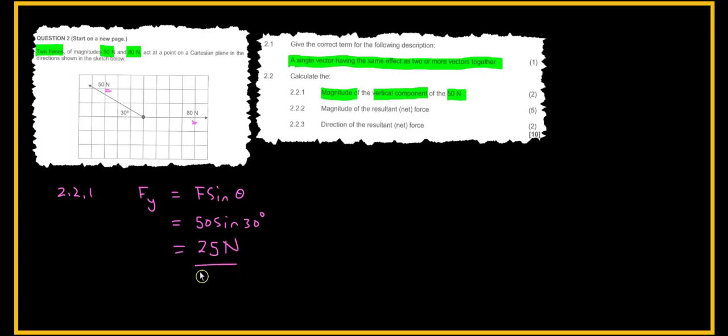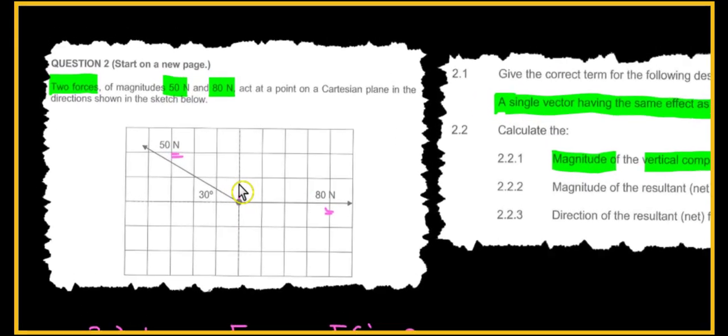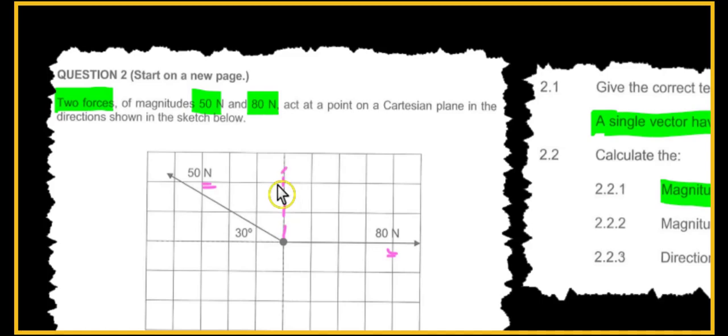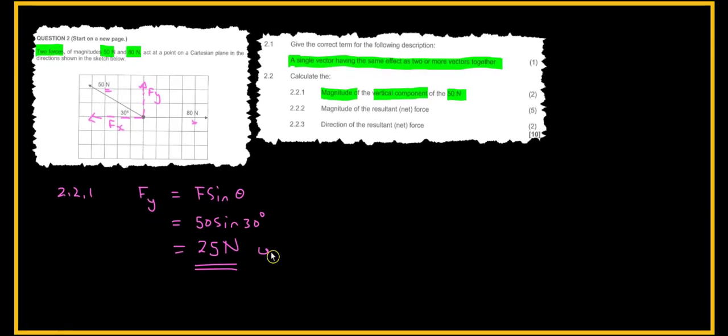So that's 25 newtons. All right, if I break up this particular vector here, I'll have my y component up to that particular point. Fy is pointing upwards. My Fx is pointing to the left. So this is 25 newtons upwards. Okay, direction is very important when it comes to vectors.